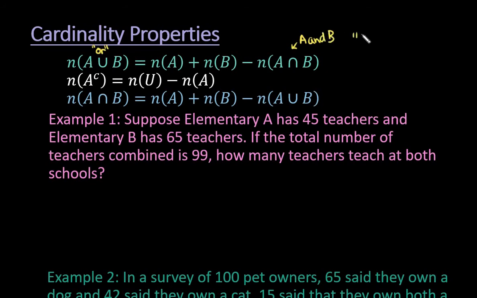Okay, or it might just say both. So anytime you see the word both, then you would use this symbol. If it says combined, you would use this symbol. Okay. The second one is the complement rule.